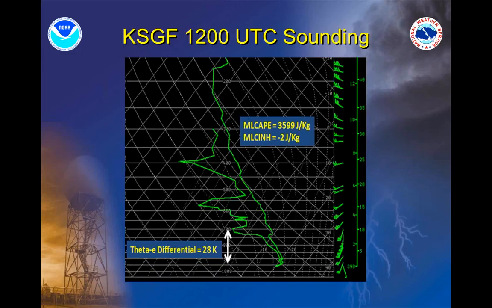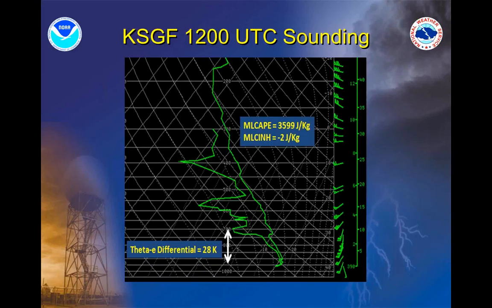One general rule of thumb I tend to use when trying to forecast a forward propagating mesoscale convective system is you want MUCAPEs right around 2,500 or greater. As you can see in this case, even though this is ML CAPE, you easily exceeded that 2,500 threshold. One other thing to point out with this sounding is the theta-E differential that was present. This is taken using a parcel from just above the surface up to a minima, generally up around 700 millibars, maybe as high as 650 millibars or so.